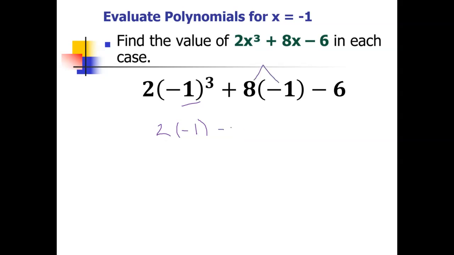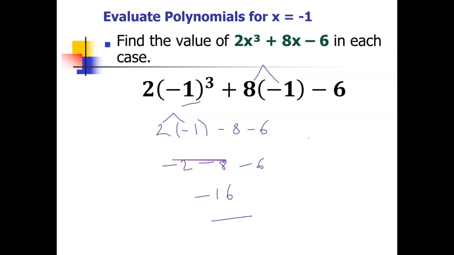8 times -1 will give you -8. Bring down the -6. Let's multiply 2 and -1, which is -2. Combining -8, which is -10, and then -6. Combining all three will give you -16. That will be our final answer. -2 minus 8 minus 6 should give you -16.